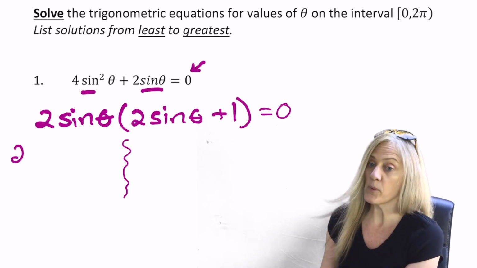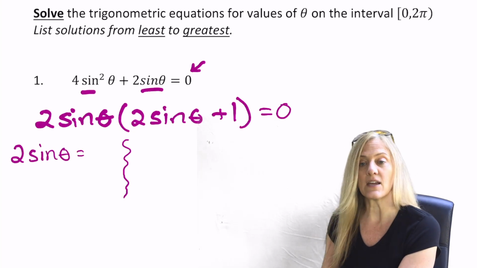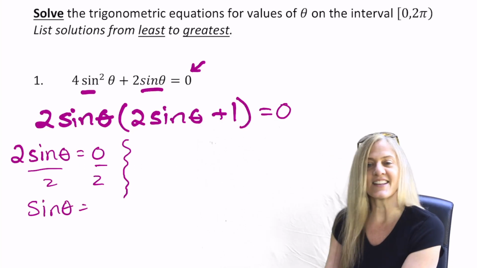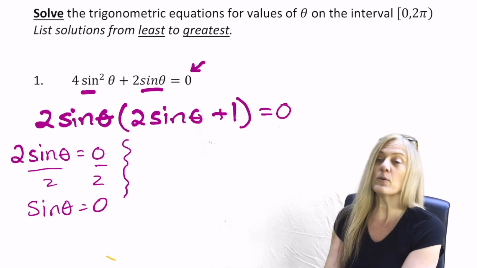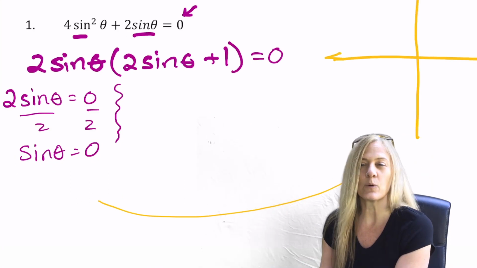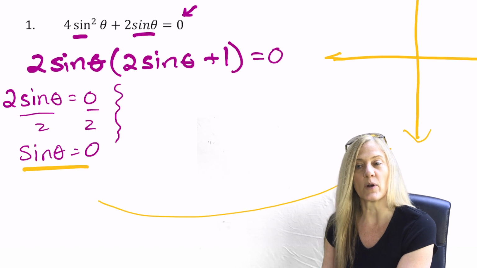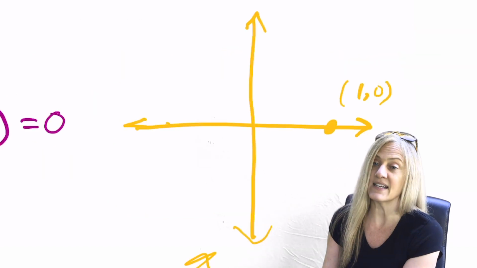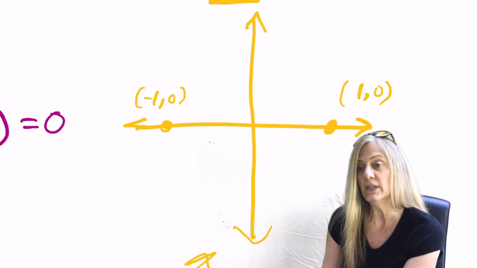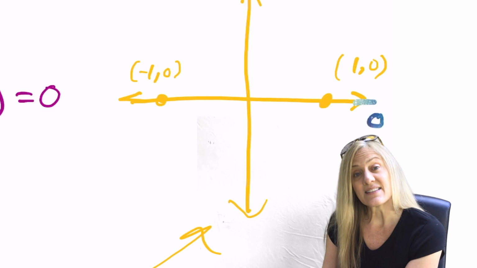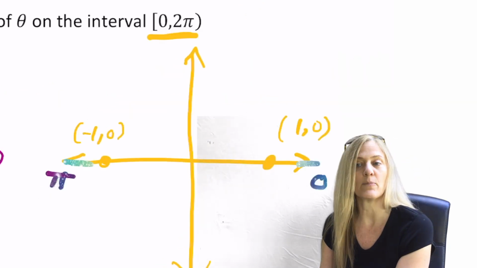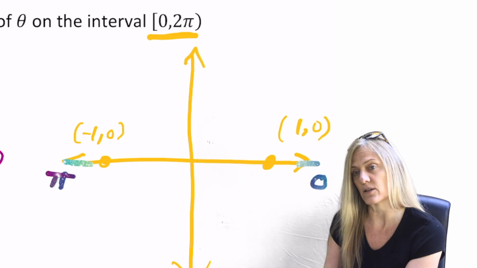Now I employ the zero product property, and I have 2 sine theta equals 0, or 2 sine theta plus 1 equals 0. I'll go ahead and divide out 2, and I get sine theta equals 0. Now we need to look at our unit circle and see where that happens. So sine theta equals 0. Right here we have the point (1, 0), and on the other side, (negative 1, 0), because I know I'm looking for the y-coordinate to equal 0. We see that that happens at 0 and pi. I don't include 2 pi because the directions said from 0 inclusive to 2 pi non-inclusive.